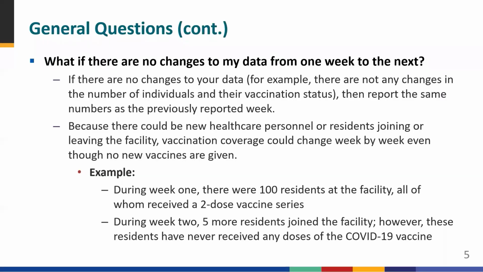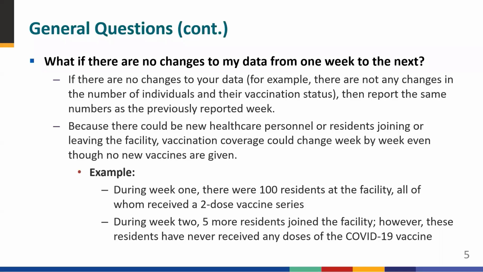Sometimes there are not any changes to COVID-19 vaccination data from week to week. In these instances, if there are no changes to your data, for example, there are not any changes in the number of individuals and their vaccination status, then simply report the same numbers as a previously reported week.